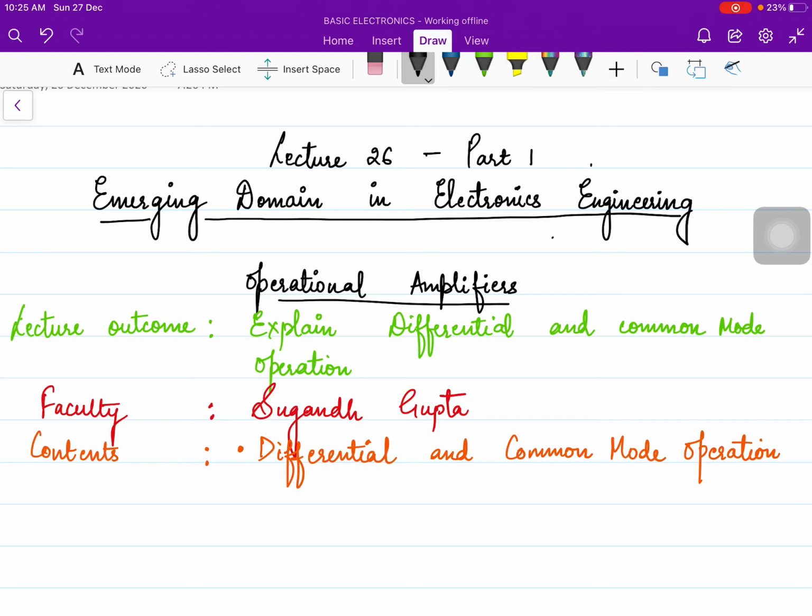In the previous lecture we discussed what an op-amp is, what its features are, what its circuit symbol is, what the IC of the op-amp is, that is the 741 IC, and what the functions of the various pins of the IC are. I have also shared the link of the previous lecture in the description box if you haven't watched it. So in today's lecture, we'll discuss the differential and common mode operation of op-amp.